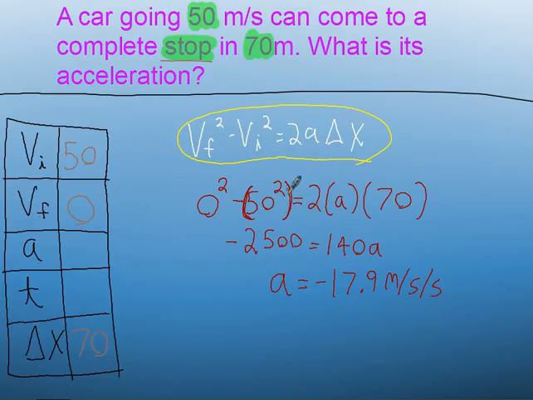So the negative actually sticks around, and I wouldn't let that bother you on the final answer because that simply means that the acceleration was backwards, which makes a whole lot of sense because the car was slowing down.